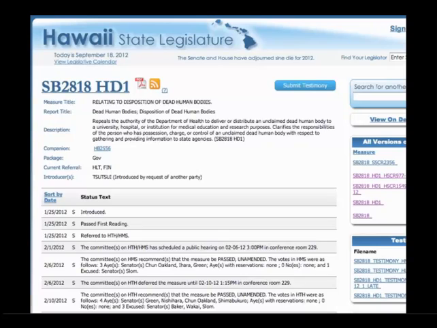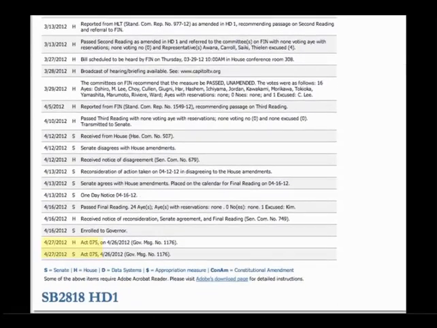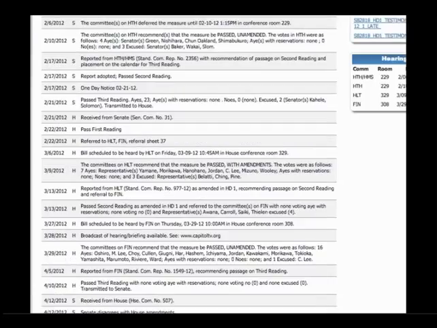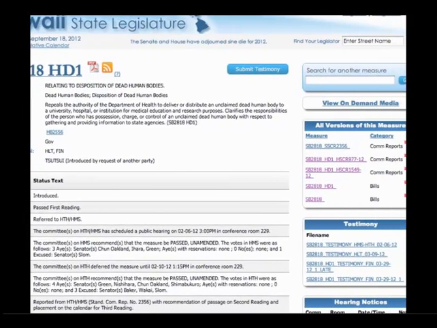Now, you know that if you scroll all the way down, you will find a list in here of everything that happened to the bill, including its final disposition, whether it passed the legislature or not. But on the side, there are links to all versions of this measure, which includes committee reports.